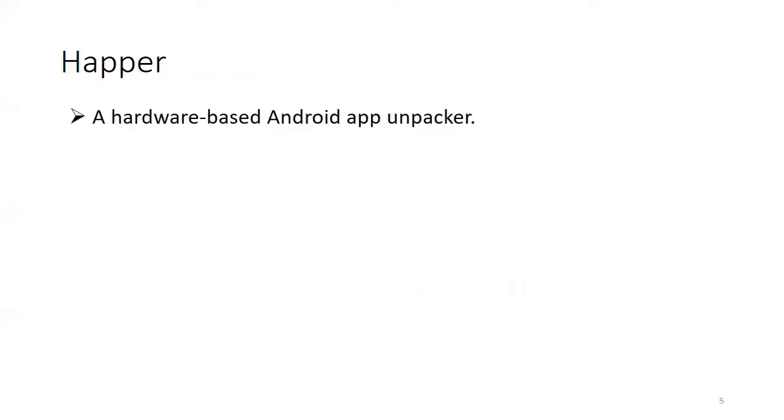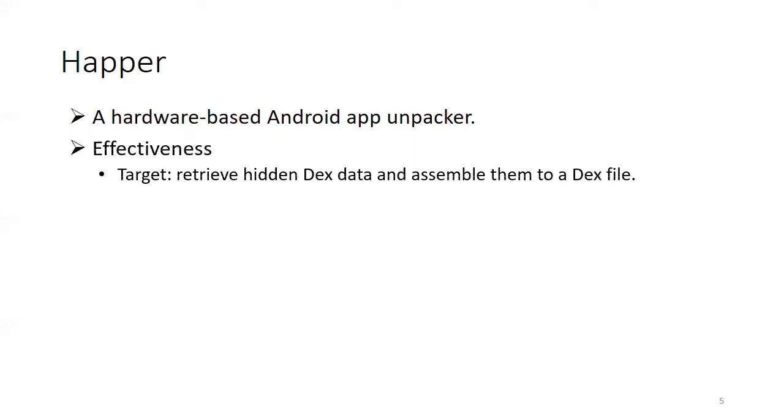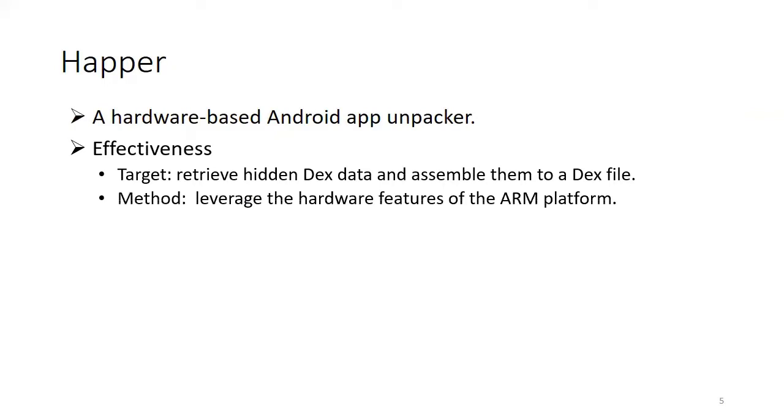Accordingly, in this work, we propose a hardware-assisted unpacker named Happer, which is much harder for packers to detect. Happer can retrieve the hidden DEX data and assemble them into a valid DEX file effectively. Specifically, it tracks the packed app's runtime behaviors and dumps the hidden DEX data by leveraging the hardware features of the ARM platform so that it cannot be easily impacted by packers.